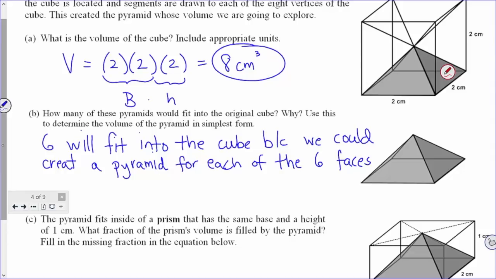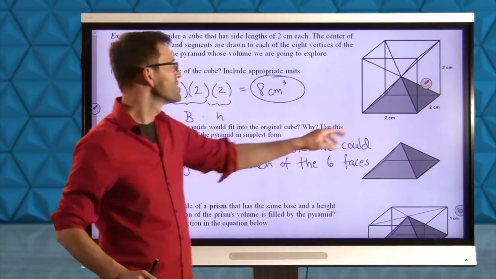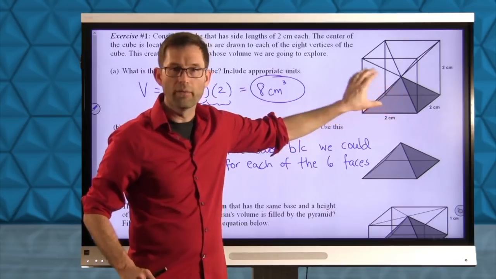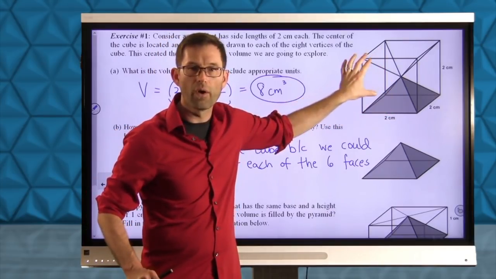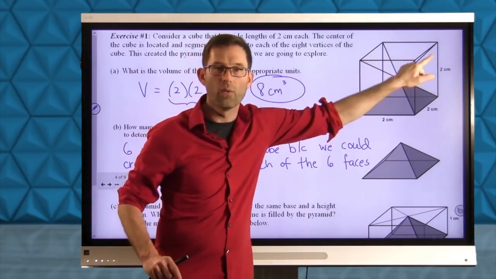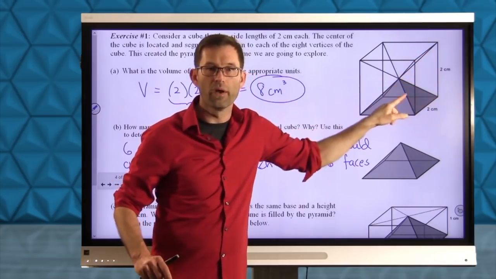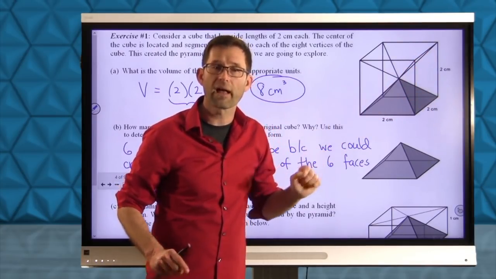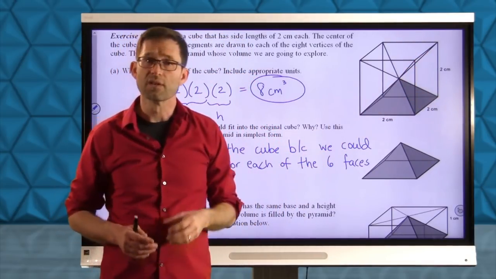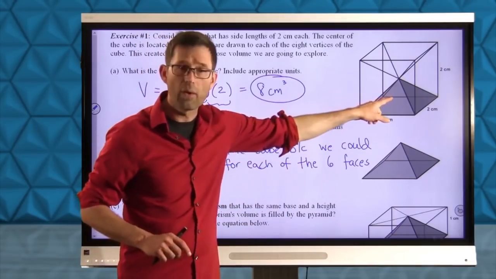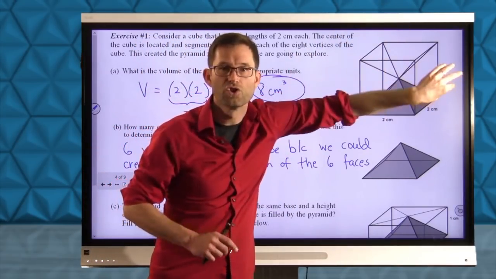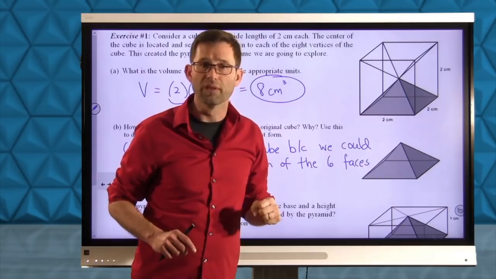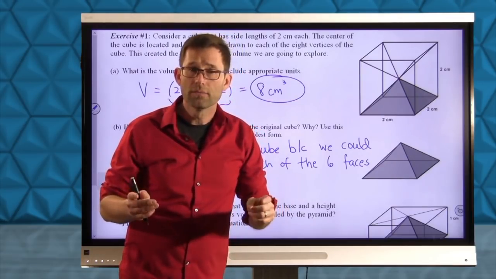I want you to make sure you understand that. I created this particular one, but of course I could also create one off of this face. I could create one off of the face at the top, the one at the face here, the one at the face at the back. Every cube has 6 faces, and for each one of those, I could create one of these pyramids and kind of shove it in as a puzzle piece, if you will. Now, that's awesome.